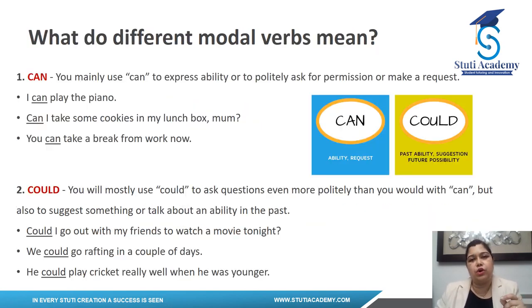Now, let's look at these modal verbs one by one. The first one we have is can. Can is mainly used to express ability, capability, or to ask politely for permission or to make a request. On the slides I have three examples. I can play piano, which means I have the ability to play piano. I can, I'm sure about it. Can I take some cookies in my lunchbox, Mom? What is can doing here? Can is politely asking for permission. So I'm asking my mother permission.